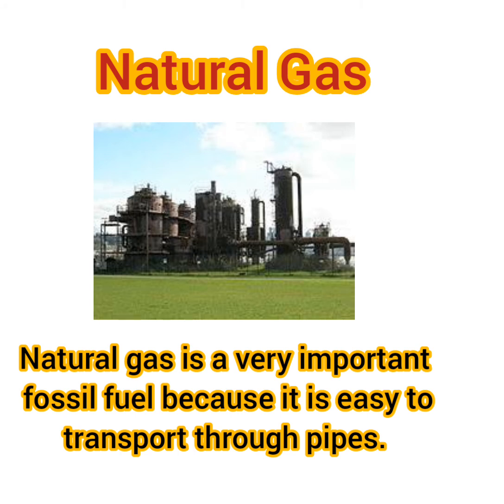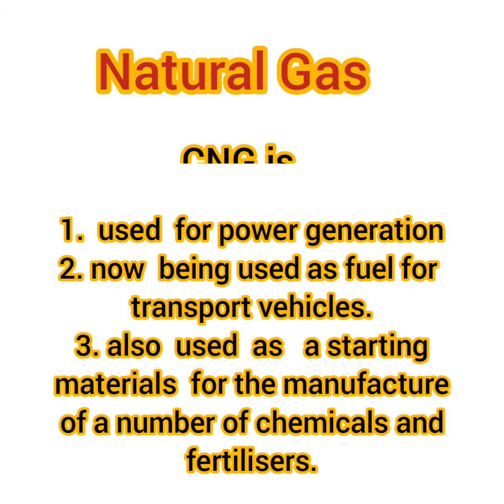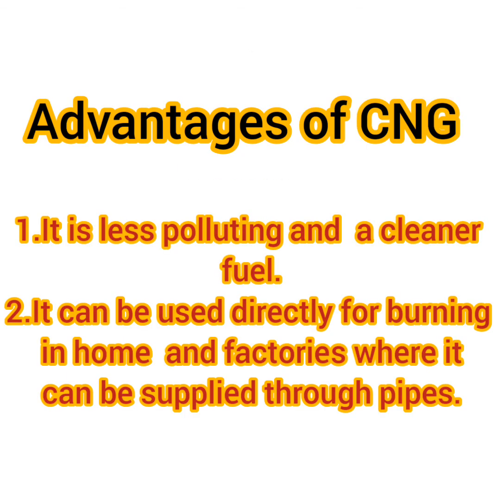Natural gas is a very important fossil fuel because it is easy to transport through pipes. Natural gas is stored at high pressure as compressed natural gas, CNG. CNG is used for power generation, is now being used as fuel for transport vehicles, and is also used as a starting material for the manufacture of a number of chemicals and fertilizers. Advantages of CNG: it is less polluting and a cleaner fuel. It can be used directly for burning in homes and factories, where it can be supplied through pipes.